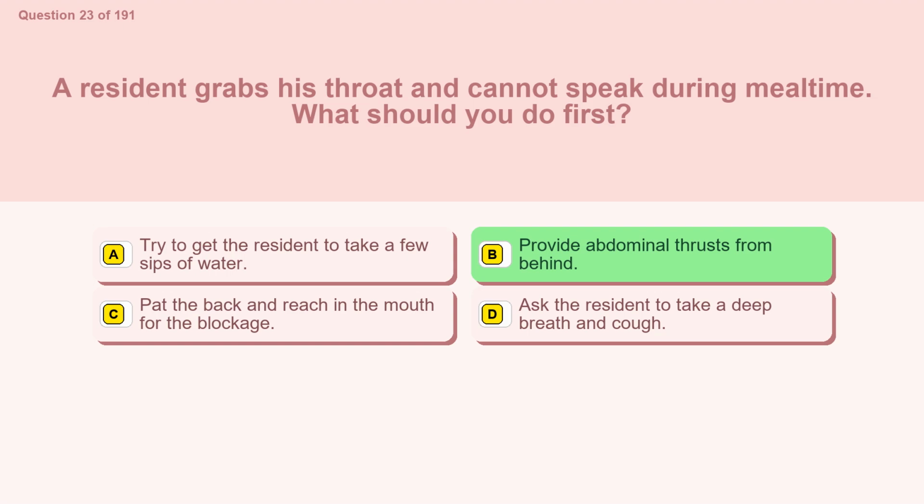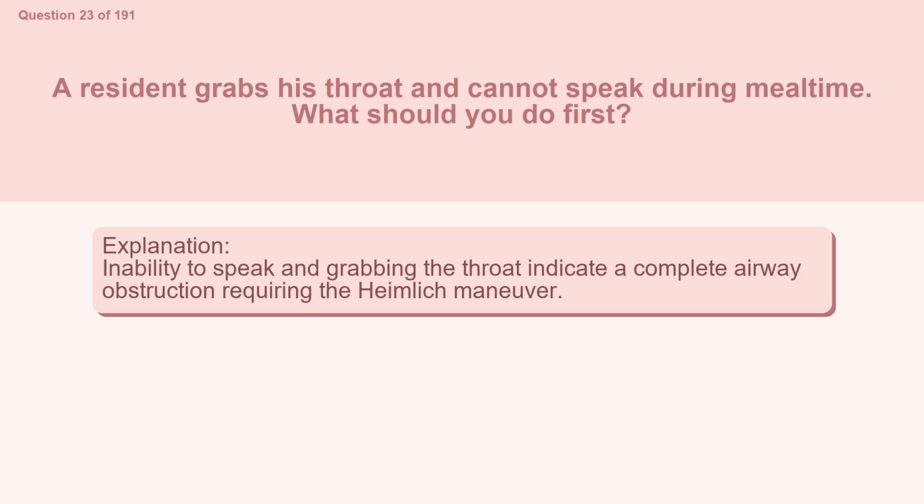The correct answer is option B. Provide abdominal thrusts from behind. Inability to speak and grabbing the throat indicate a complete airway obstruction requiring the Heimlich maneuver.